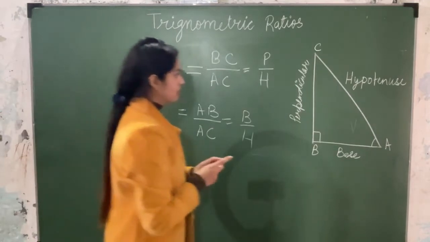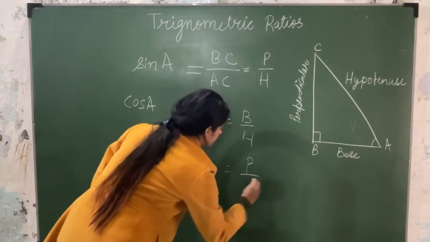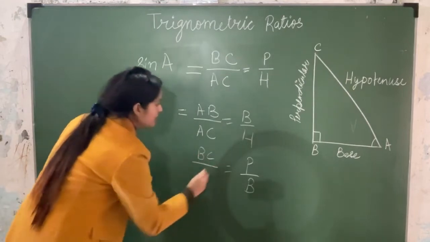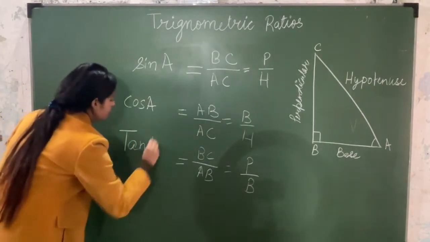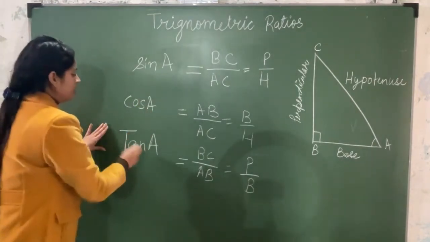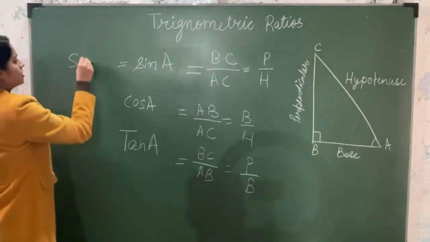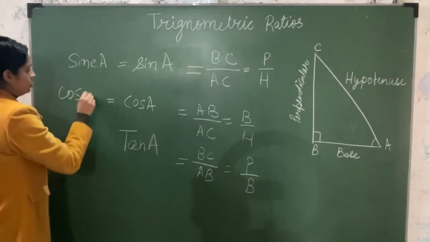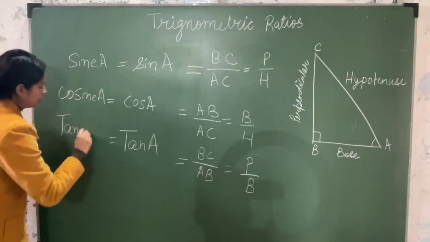If I consider the perpendicular over base, that means P divided by B. Perpendicular is BC and base is AB. It is called tan A. These are the trigonometric ratios: sine A, cosine A and tan A. These are the short forms. The full names are written as sine A, cosine A and tangent A.